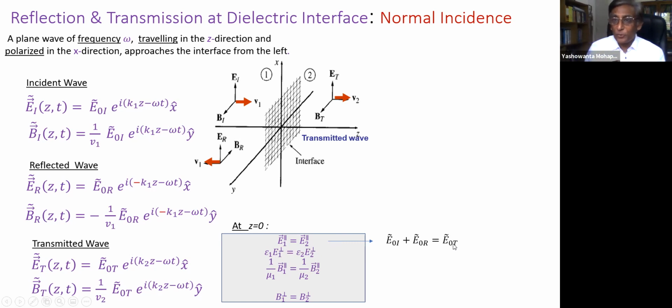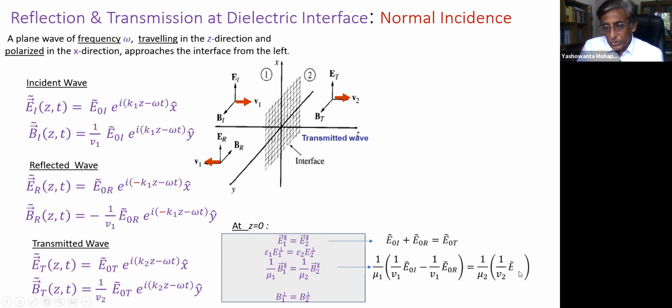That's the advantage of using complex amplitudes. We don't have to struggle with trigonometric identities involving cos and sine and so on. So one could simply write down the amplitudes: E_0I plus E_0R is equal to E_0T, and that comes from here. From here H1 is equal to H2, so it's 1 over mu1, and the E_0I minus the E_0 reflected must be equal to the transmitted one, written down in terms of B, and then of course 1 over mu1 and mu2.